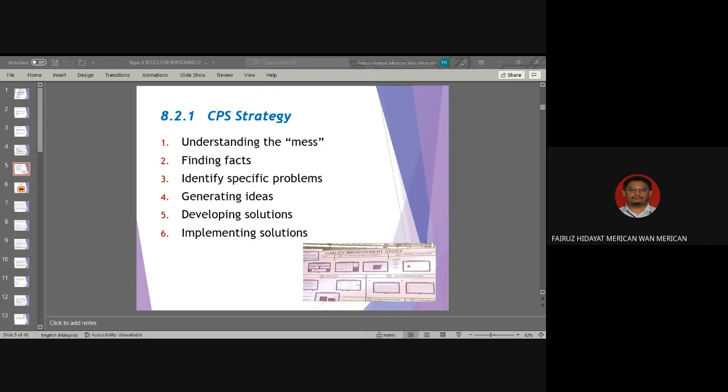So finding facts, the second strategy for creative problem solving. Once the company has understood the problem, they find the facts in terms of the overall cause. What were the causes, or how did the problem arise? So they have to collect all this information, or compile all the data regarding the problem they are facing with the product or service.